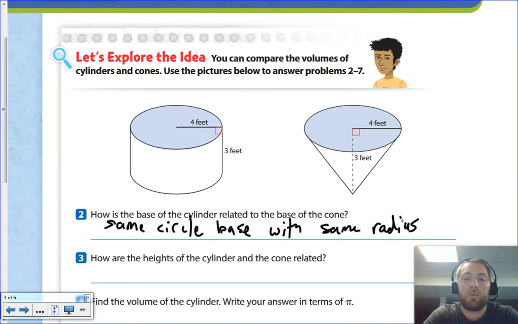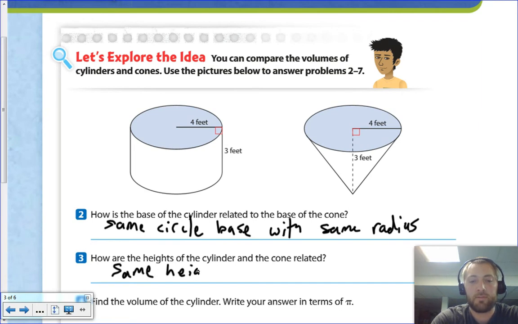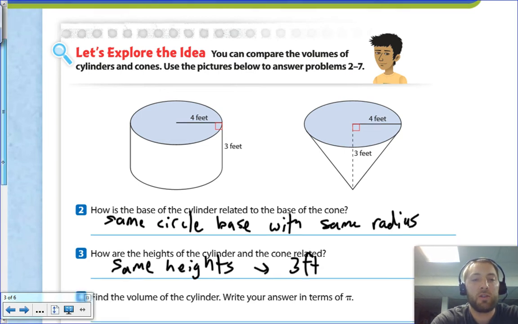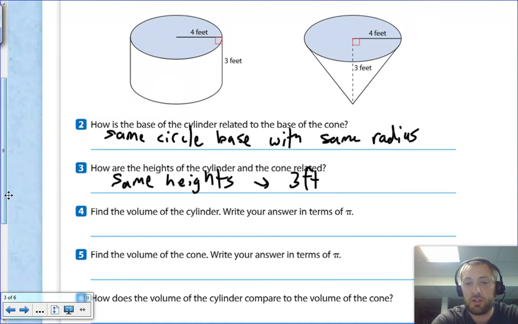Now, number 3 says, how are the heights of the cylinder and cone related? Well, the height of this one was 3, and the height of the cone is also 3, so they both have the same heights. And those heights are 3 feet. So far, these two things are very similar, but they're still different shapes.